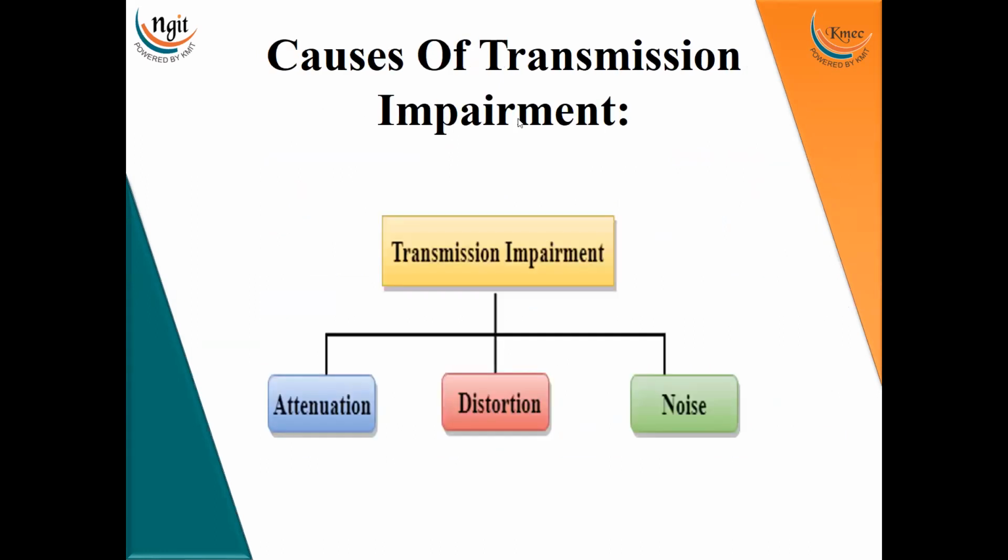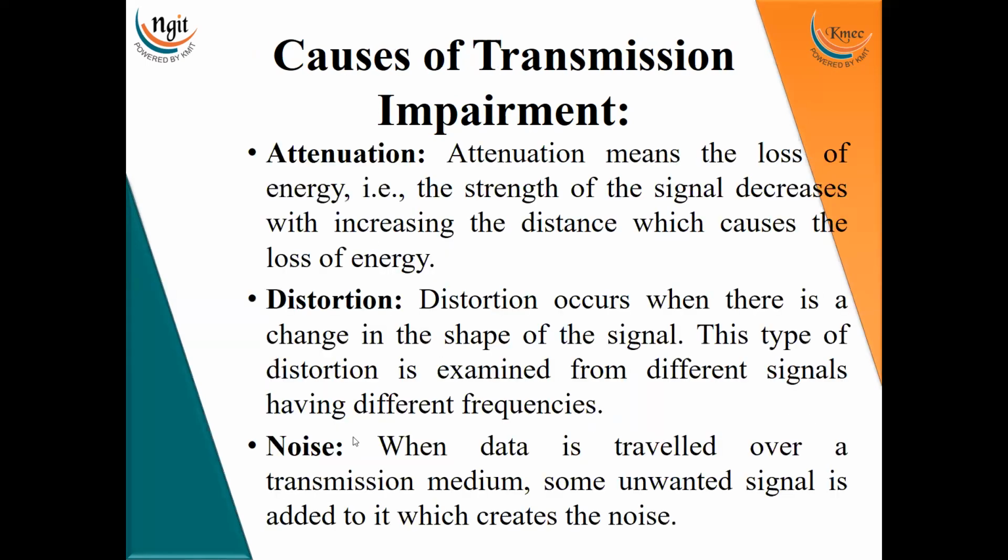What are the causes of transmission impairment? Attenuation, distortion, and noise. These are the three main causes of transmission impairment. What is meant by attenuation? It is the loss of energy. That means the strength of the signal decreases with increasing distance. If the distance increases, automatically the strength of the signal will decrease. This is called attenuation.